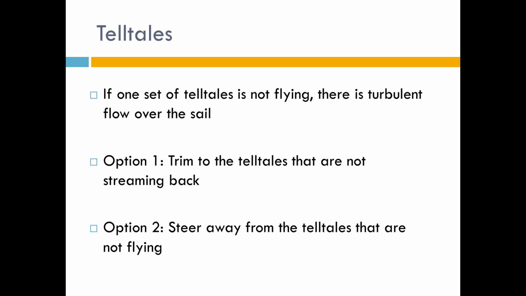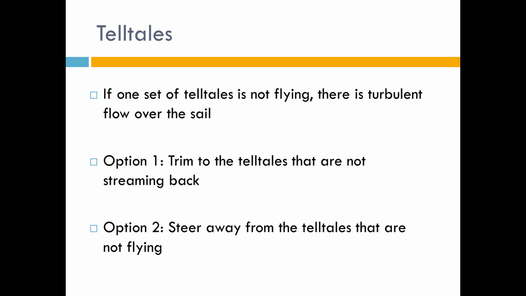So the two options are that we can trim to the telltales that aren't flying. If the green ones aren't flying, they're on the far side of the sail, so we'll ease the sail out until they start to fly. Or maybe we know we're trimmed properly and we have a new helm and he's kind of steering all over the place. So let's say we don't want to change the trim. We want to leave that and just correct our heading. We'll steer away from those telltales.